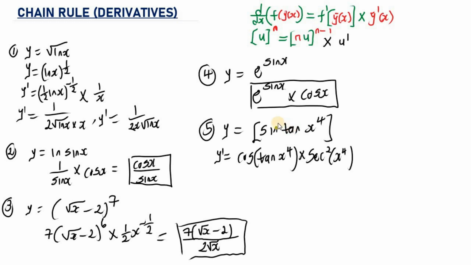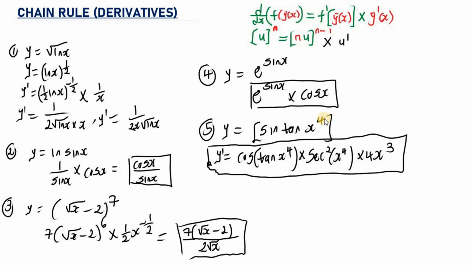Then the last value we have is s raised to the power of 4. So what is the derivative of s raised to the power of 4? This is going to give us 4s raised to the power of 3. So this is multiplied by 4s raised to the power of 3. So this is basically the answer. You don't need to simplify your answer further.